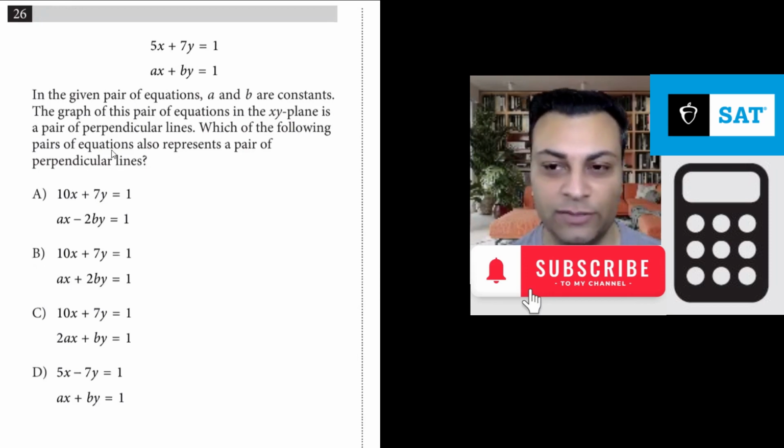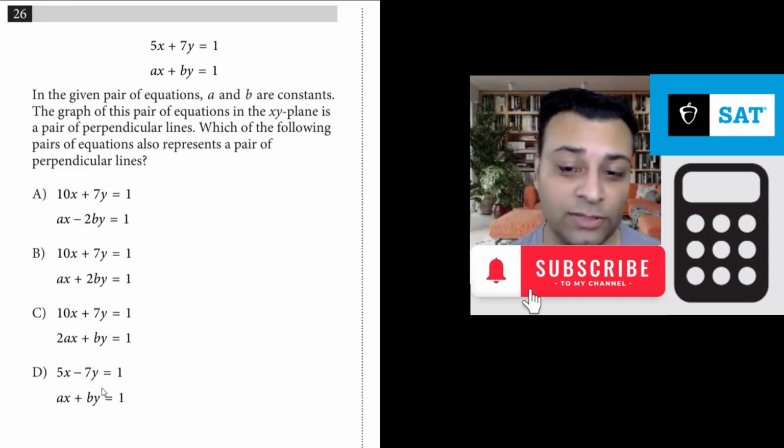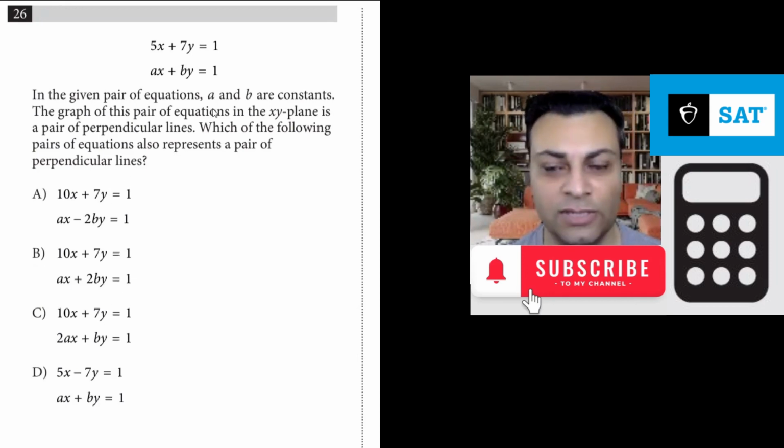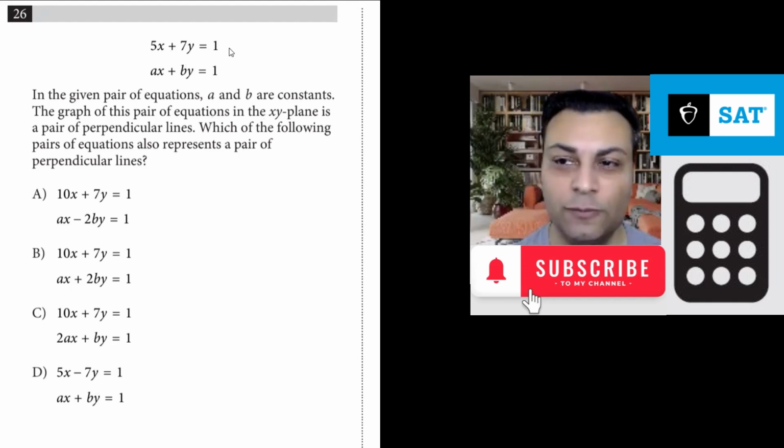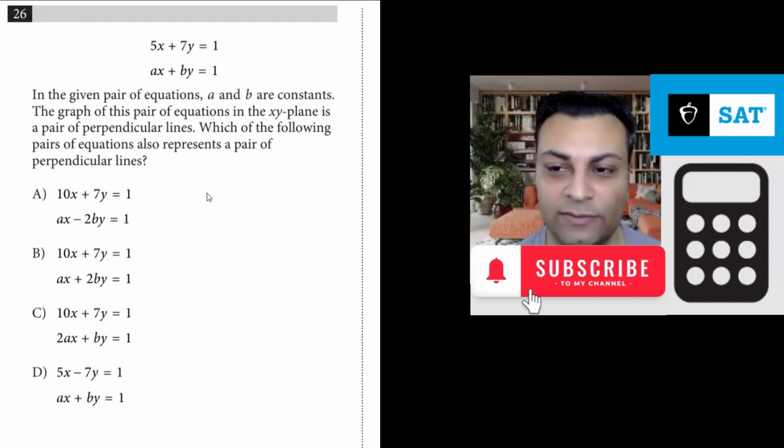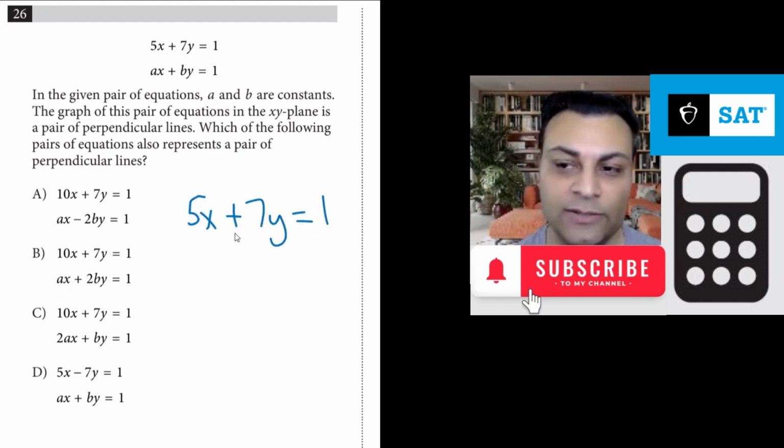Which of the following pairs of equations also represents a pair of perpendicular lines? One of these four choices will have a pair of perpendicular lines. So let's go figure out the slopes of these lines. The slope for the first equation, let me write that down here, 5x plus 7y equals 1. Now, at some point, we should be able to do this mentally, but I'll show you the process.